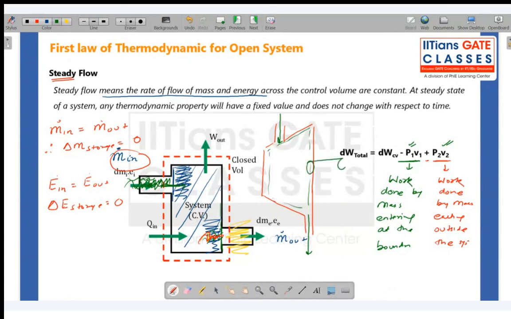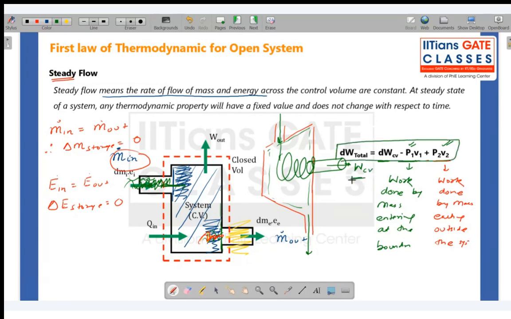But one shaft is also attached with it. So this mass that is coming in is trying to rotate this shaft. And this is called as shaft work, or the work obtained by the system. And this is called as control volume work. The extra work that you are getting from the system is called control volume work. So the total work during this process, when mass is coming in and mass is going out, and also the system is giving you some work, the total work is basically this.